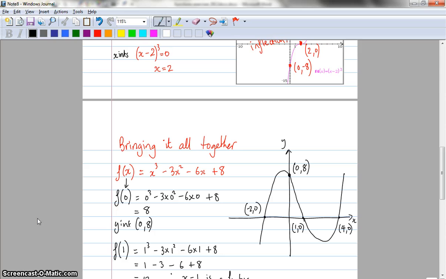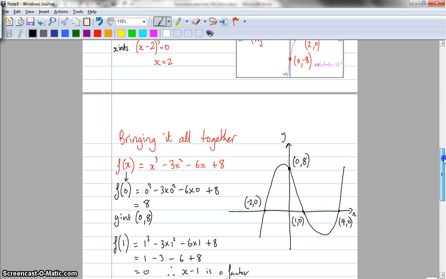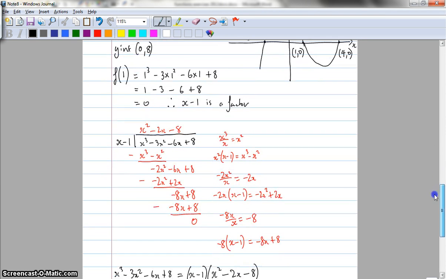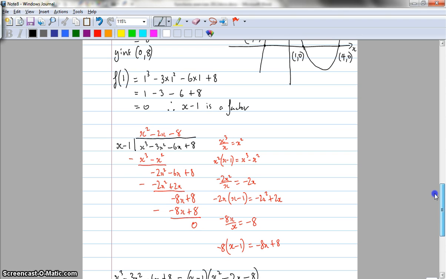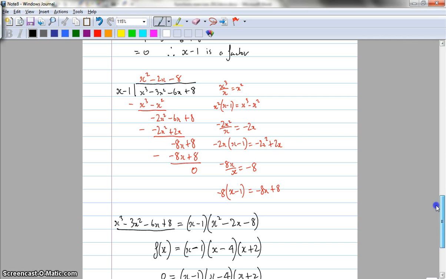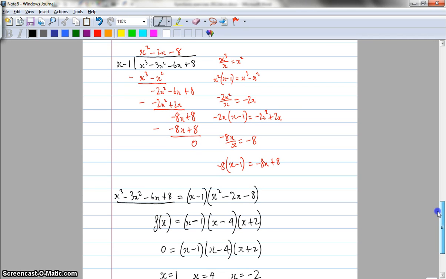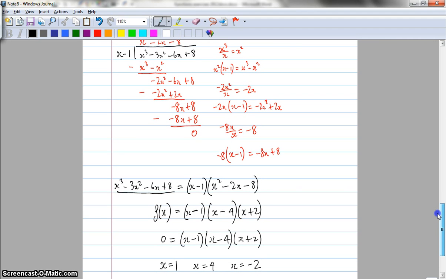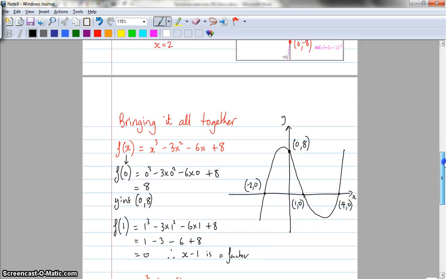Now that we've got all that, hopefully you can start to see why long division is really important. It seemed like it was just a random activity that we were doing last week, but hopefully now, once you've seen it all in this sort of sequence, you can start to realize that it actually really helps us to find our x-intercepts. Therefore, we can find our graph, and it looks something like that.